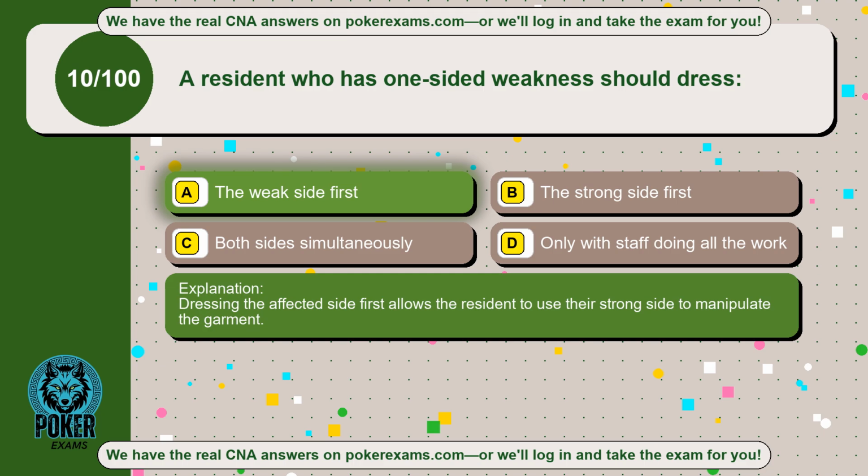Dressing the affected side first allows the resident to use their strong side to manipulate the garment.